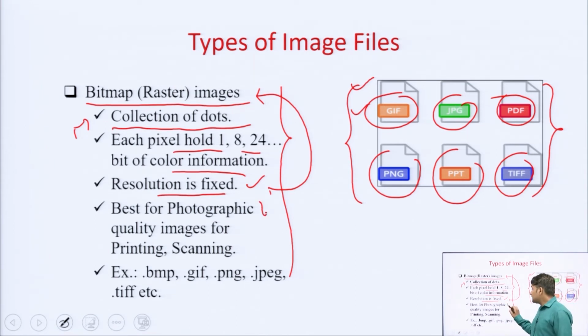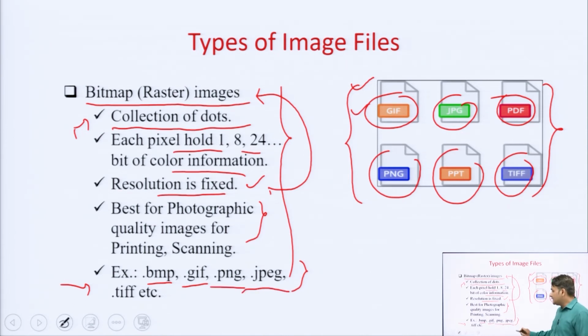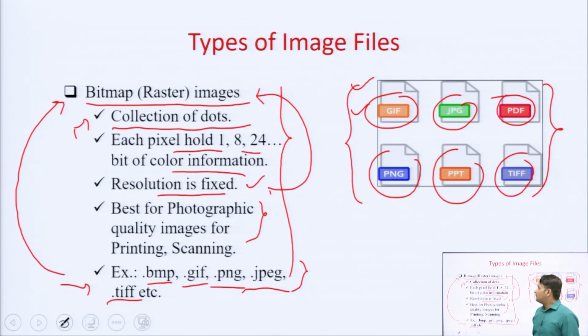It is best for photographic quality images, for printing and scanning. And how can we recognize such bitmap files? These are the extensions of these files. So, if .bmp is present, .gif is present, if it is in PNG form, JPEG form, or TIFF form, then you can identify these files as bitmap image type files. Okay. So, that is the first classification we have identified related to images.